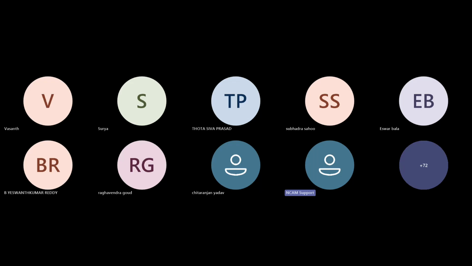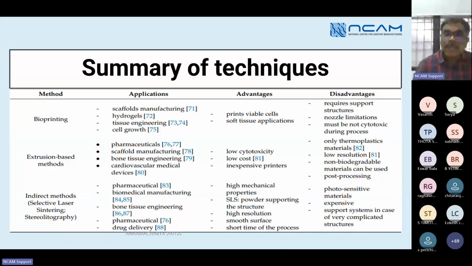At micron size or one micrometer size, there is a challenge where your object cannot achieve the exact design that we are supporting. If you see the support systems, they are very complicated structures, and this technique is very complicated if you consider these points as far as tissue engineering is concerned.